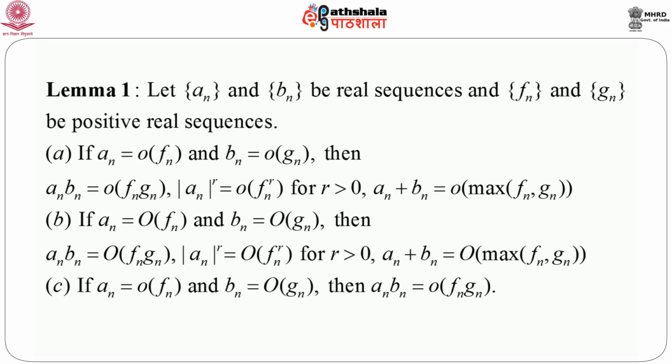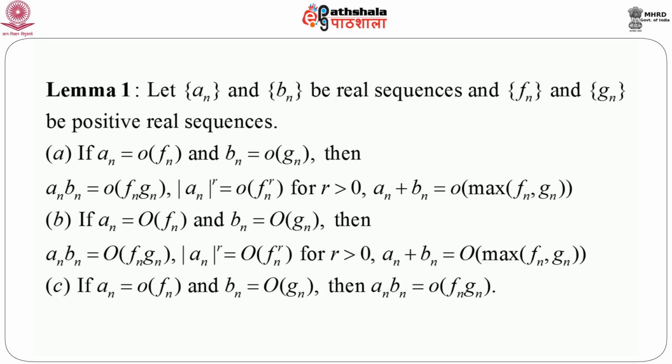Next we will recap a few results on these orders based on real sequences. So let us assume that a_n and b_n are two real sequences, and f_n and g_n are also real sequences, but positive real sequences. Then if a_n equals small o of f_n and b_n equals small o of g_n, we have a_n b_n equals small o of f_n g_n, modulus of a_n to the power r equals small o of f_n to the power r for r greater than 0, and a_n plus b_n equals small o of maximum of f_n, g_n.